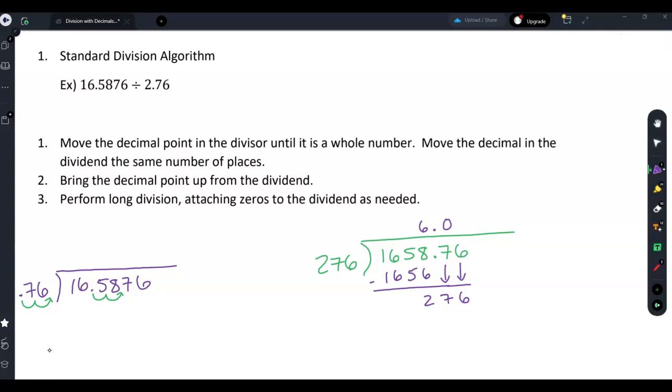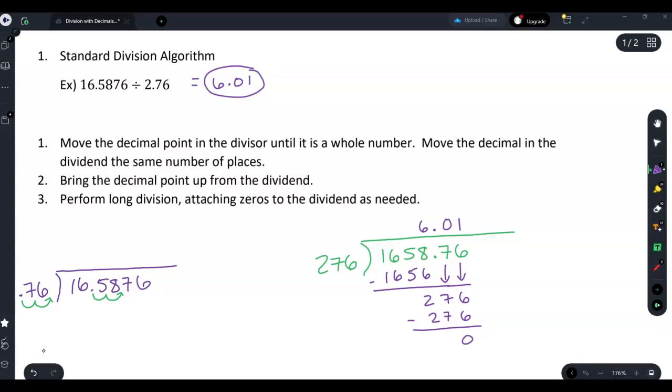And then 276 goes into 276 once, but that 1 has to line up here, right? And then 1 times 276 is 276. Subtract, I get a remainder of 0. And that's how I know that I'm done here. So with the standard algorithm, we got an answer here of 6 and 1/100th.